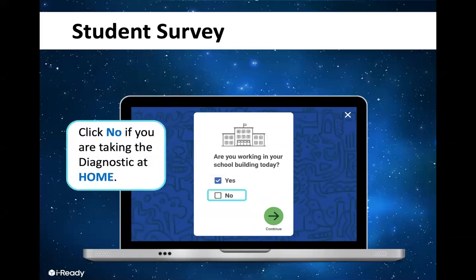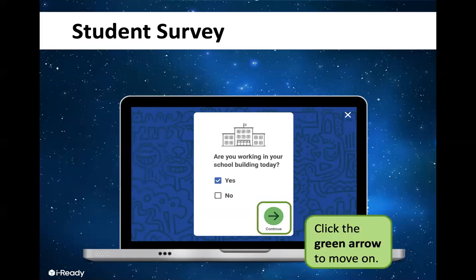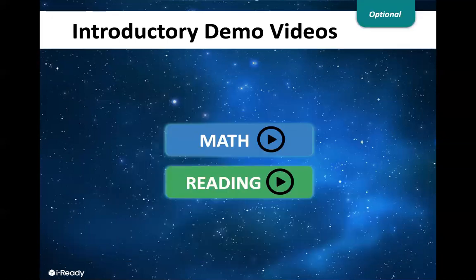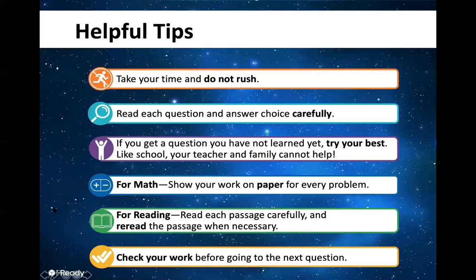Click no if you are taking the diagnostic test at home, which is what we are doing, okay? So you just click no. And then you click the green arrow to move on. Okay. Then you have the introductory demo videos, you have the math one and you have the reading one. Then we have the helpful hints. Take your time and do not rush.